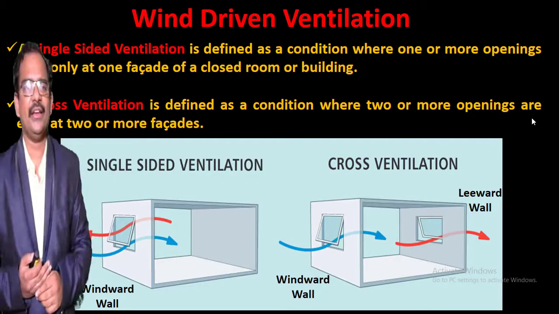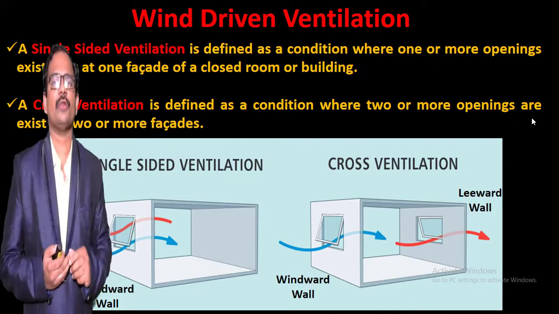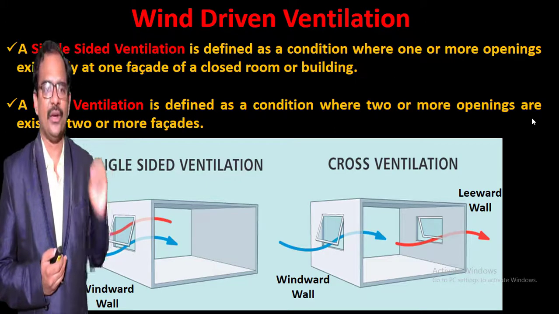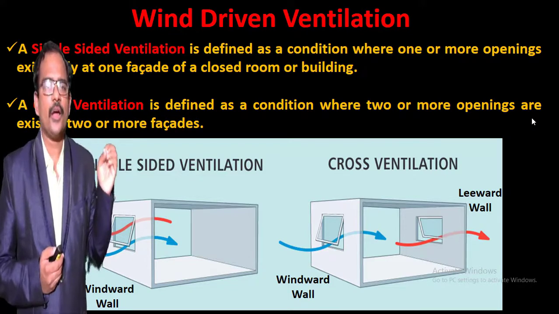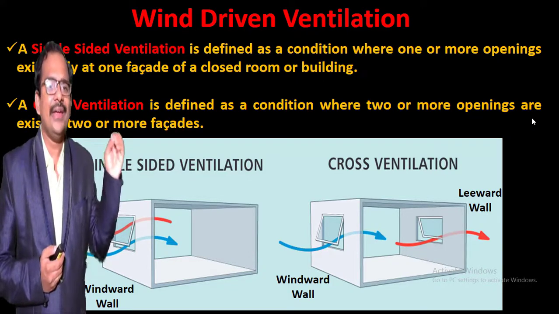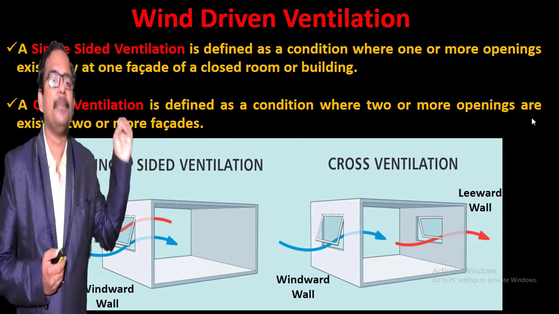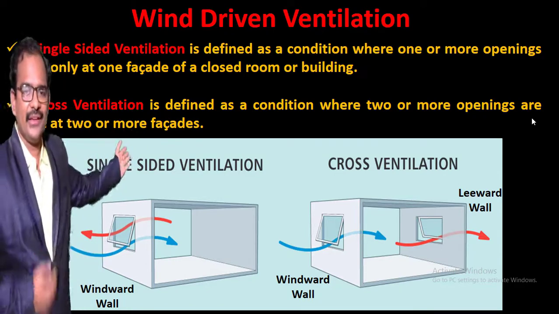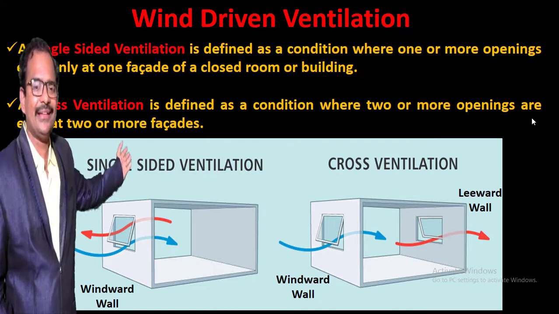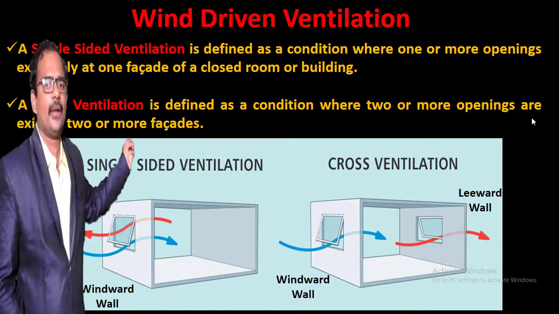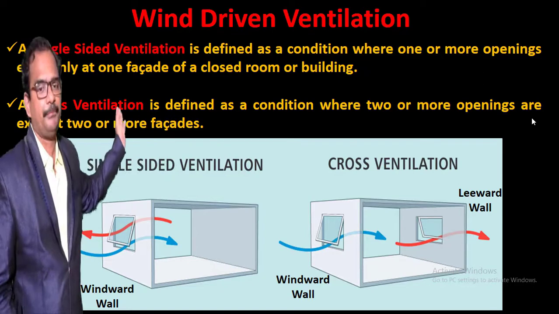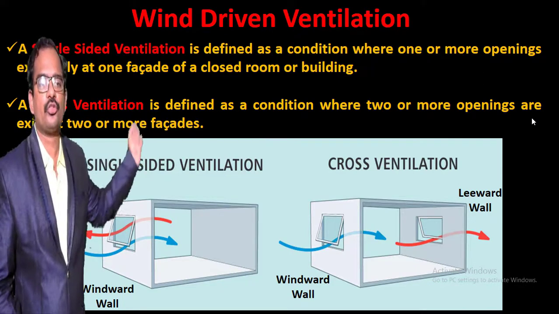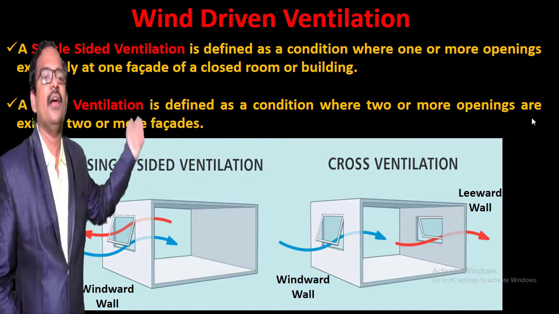Coming to wind driven ventilation, it consists of two types. What are those? Single sided ventilation and cross ventilation. A single sided ventilation is defined as a condition where one or more openings exist only at one facade of a closed room or building. As you can see in the single sided ventilation figure over here, there is only one window available, and through that window air will be coming in and air will be going out. So there is one window for to and fro motion of the air. Then you call that ventilation single sided wind driven ventilation.